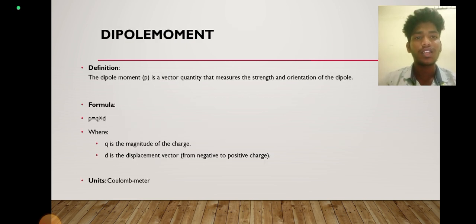Now we can see what a dipole moment is. Dipole moment is represented by P. It is a vector quantity that measures the strength and orientation of the dipole. Here we can see the formula, where P equals Q times d, where Q is the magnitude of the charge and d is the displacement vector from the negative to the positive charge. Here the units are coulomb meter.